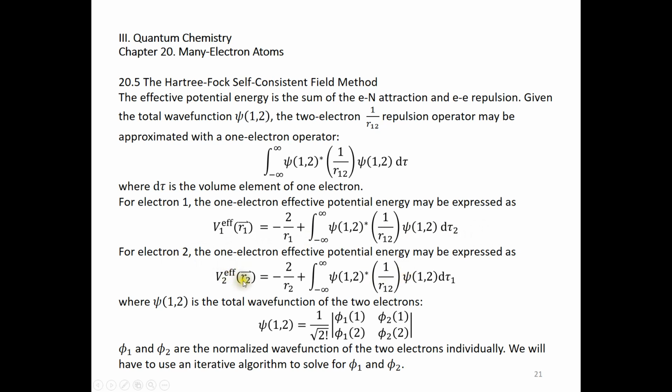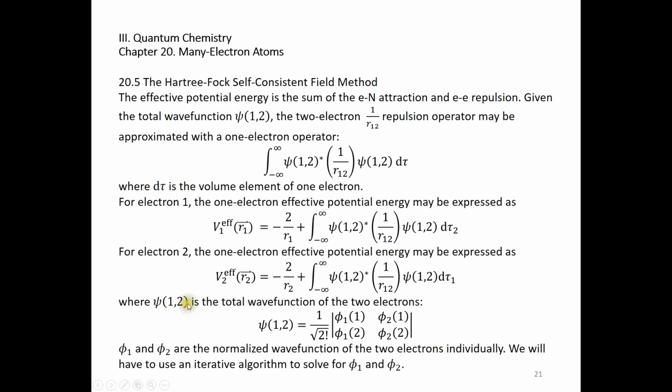For electron 2, we do similar things. The effective potential energy of electron 2 is the attraction it feels from the nucleus, plus over here we integrate psi star, repulsion operator applied to psi, now with respect to d tau 1. d tau 1 is the volume element of electron 1. So now we have 2 effective potential energy operators for electron 1 and for electron 2. And over here, it contains only electron 1. This operator contains only electron 2. And by the way, this psi should be the total wave function of the 2 electron system.